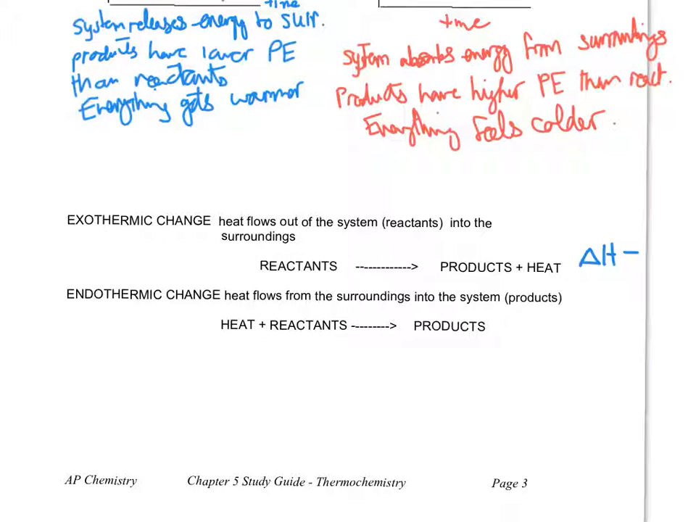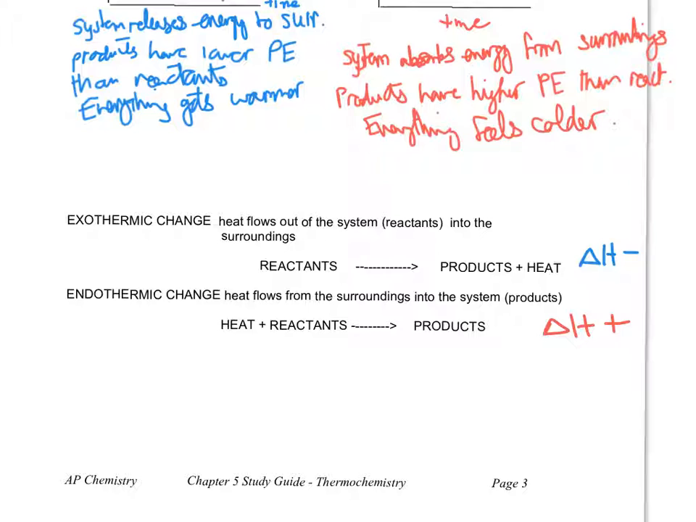For an endothermic process, the heat is going into my system from the surroundings. And so the system is absorbing energy, so we think of energy here as a reactant. So we're adding in energy to my reactants in order to get the products. And so my delta H in this case is going to be positive.